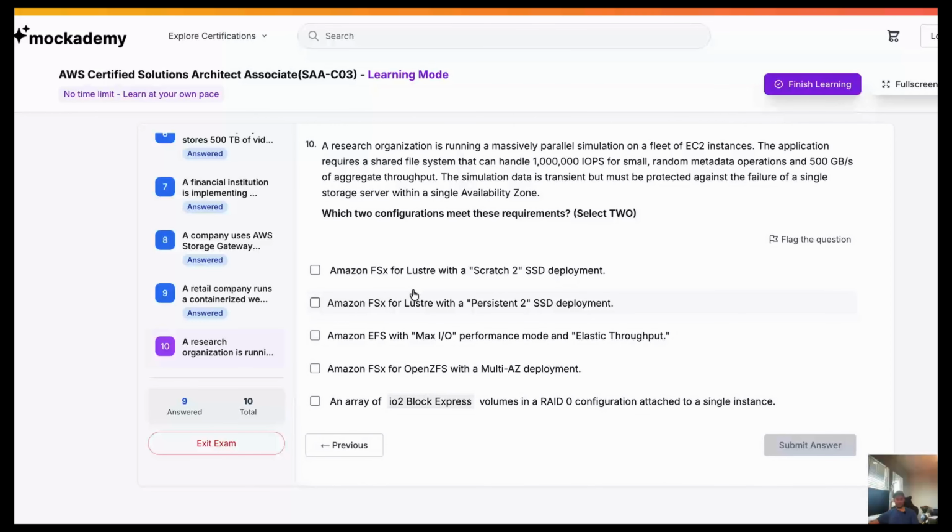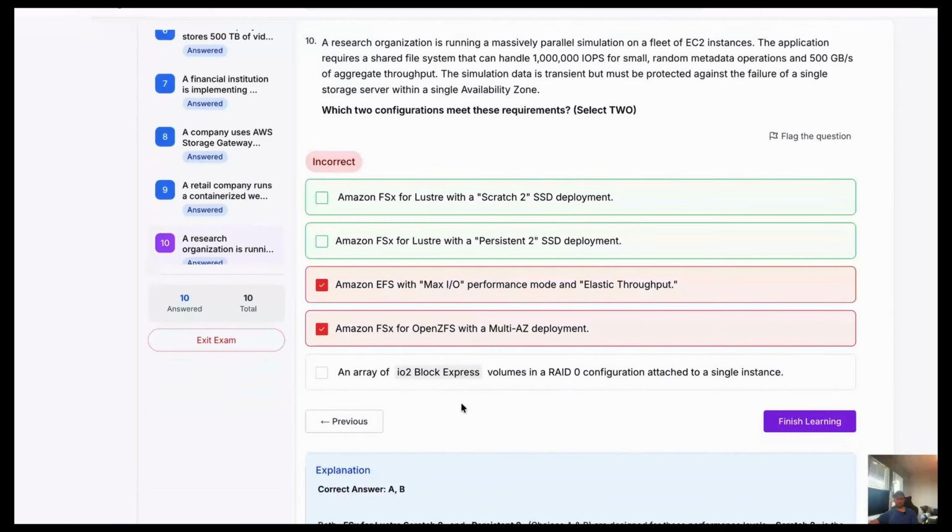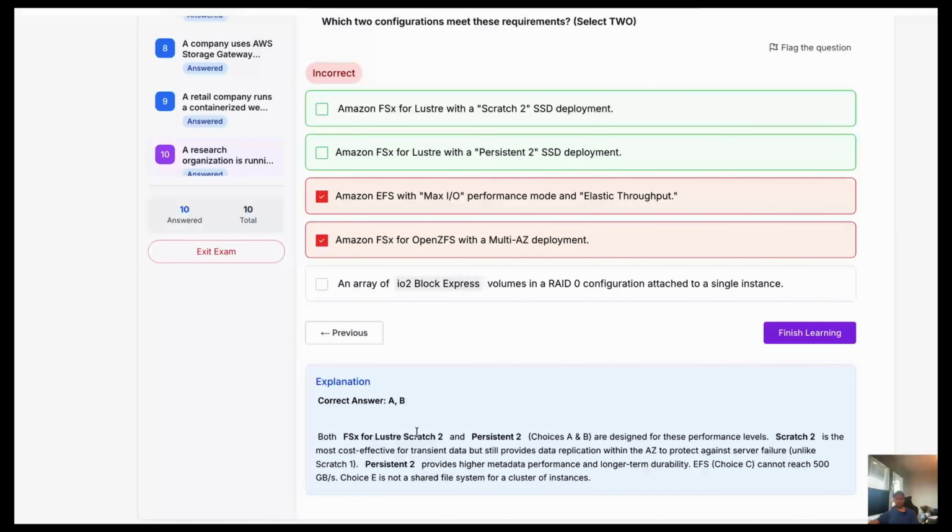Single availability zone failure, it has to resist that. So multi-AZ deployment, Lustre with... let's go with option C and D. The right answer is option A and B.